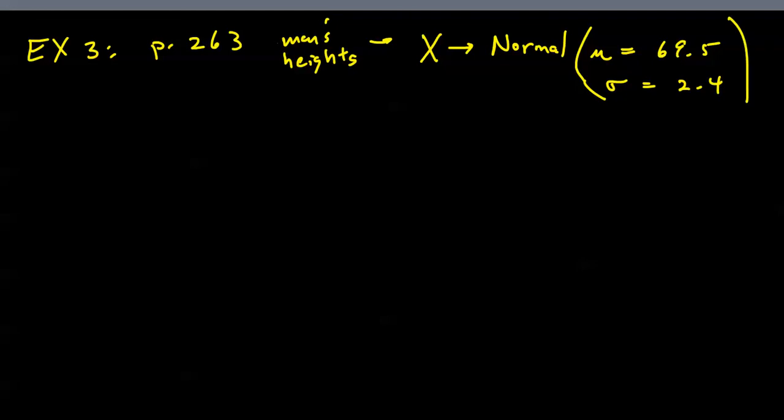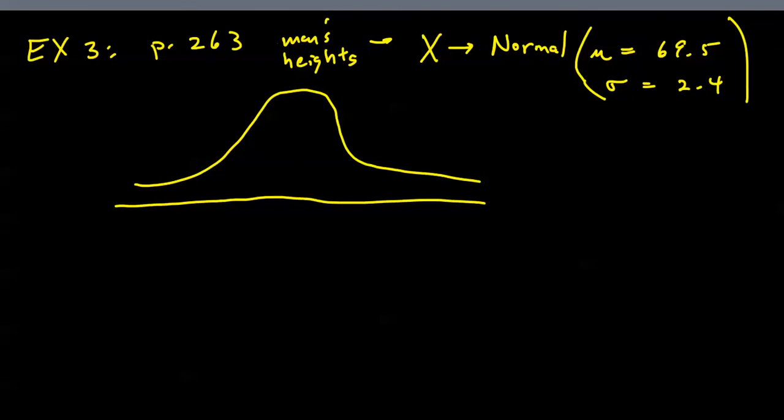Alright, now our goal is to find the 95th percentile. Let me draw a little picture here. These heights are normally distributed. Not too many tall ones, not too many short ones, most somewhere in between. I'll draw the peak of the bell at 69.5 inches. Alright, my goal is to find the height that separates the bottom 95% from the top 5%. I'm going to draw it right here.